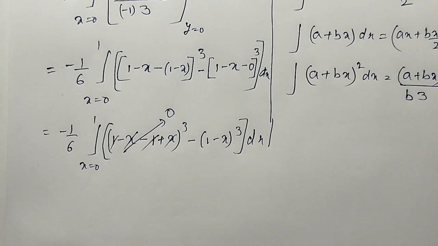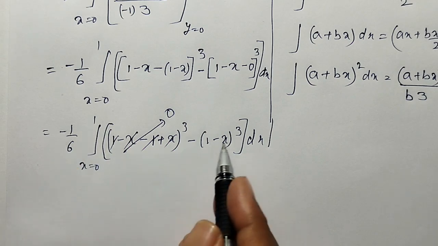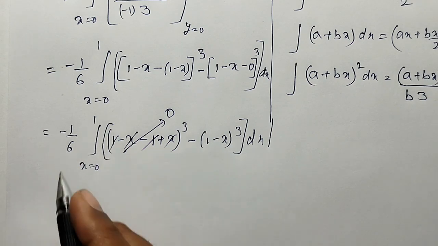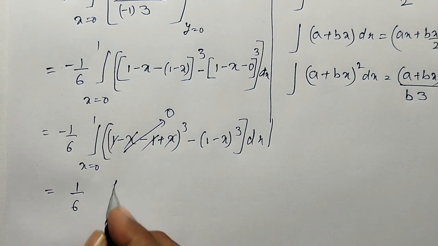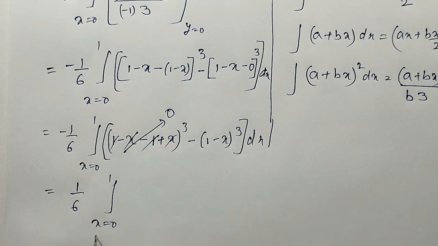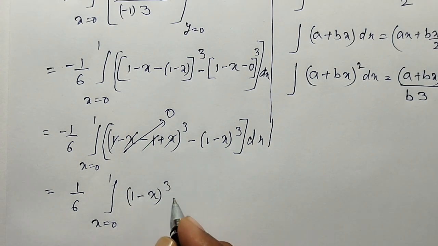Okay, now this minus you can take outside, and this integration you can write. I will write minus outside and then I will simplify. Minus of minus will come plus 1 by 6 integration from x equal to 0 to 1, and this is (1 minus x) bracket cube dx. This integration I have to do.